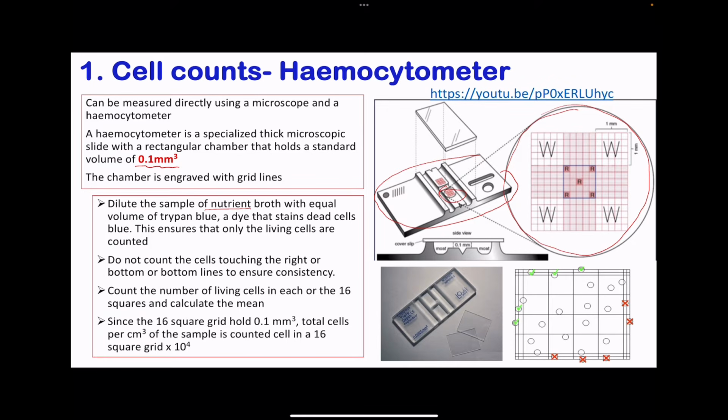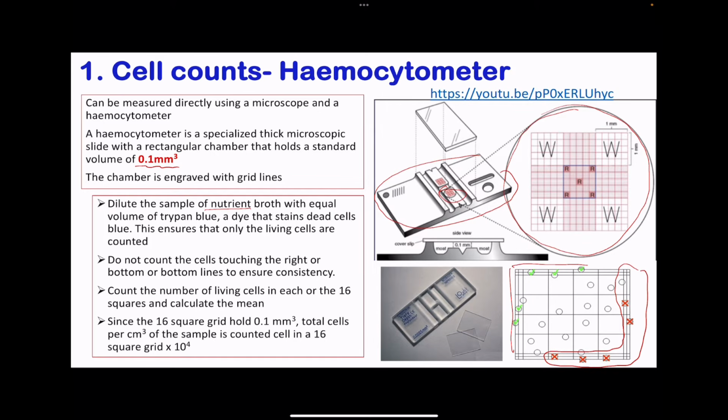You can make a decision, for example, not to count the cells that are touching the edges on this side, but to count those on that side. And when you make that decision, you have to be consistent for all the areas that you're going to count in.